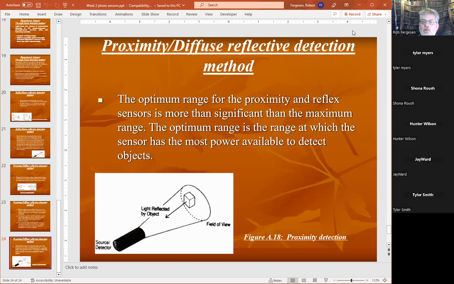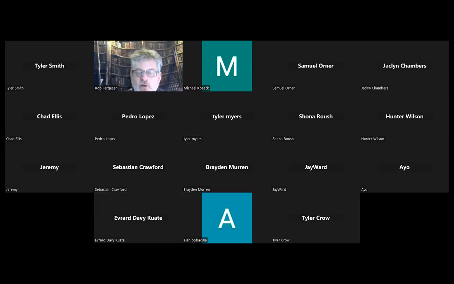And that's all I want to go over. So we've learned about through beam, reflective, and proximity diffuse reflective. Those are the three methodologies. And we are going to learn about them physically in class, and you're going to play around with each one of them.